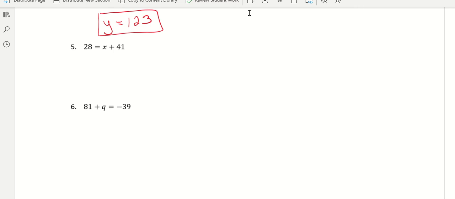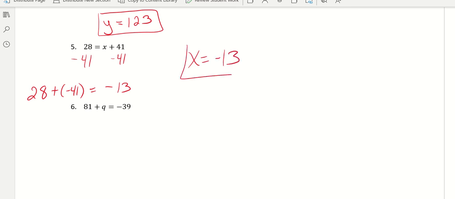Number 5, 28 equals x plus 41. What's the inverse of adding 41? That is subtracting 41, so minus 41. Now remember, we can always write subtraction as addition, so this is the same thing as 28 plus negative 41. You don't have to do this, but you might want to think about it this way. So which number is further from 0? Negative 41 is. So we know that sum's going to be negative. How far is 28 from 41? In other words, what's 41 minus 28? You get 13. So x equals negative 13. X equals negative 13 on number 5.